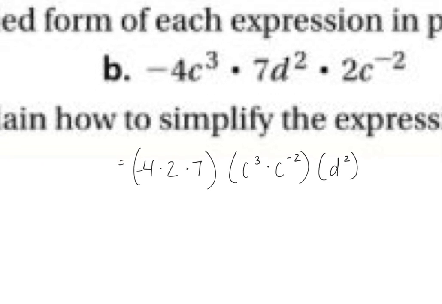All right, who wants to write this in its simplest form? Nicole, give it your best shot. -56C with 1 exponent, okay, and then D to the 2nd power. Good. Excellent.